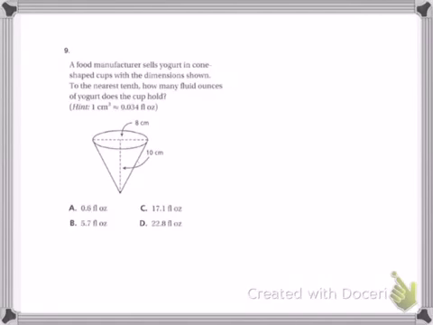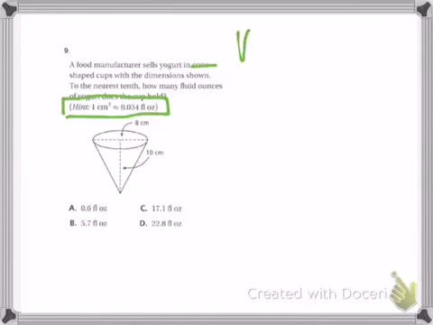All right, here's an example of an applied problem. A food manufacturer sells yogurts in cone-shaped cups with the dimensions shown. To the nearest tenth, how many fluid ounces does the cup of yogurt hold? Notice that you have a hint. That is your clue that you're going to have to convert. So the first thing we need to do is find the volume of the cone.